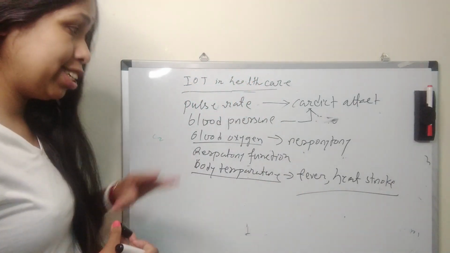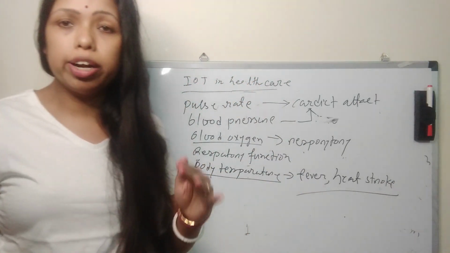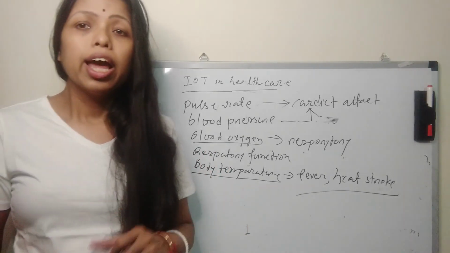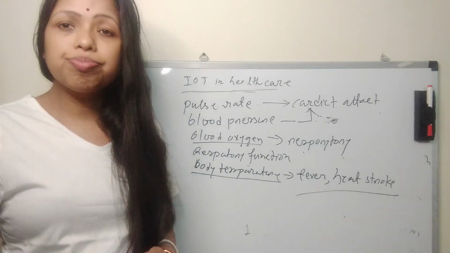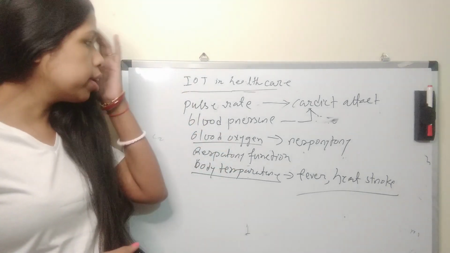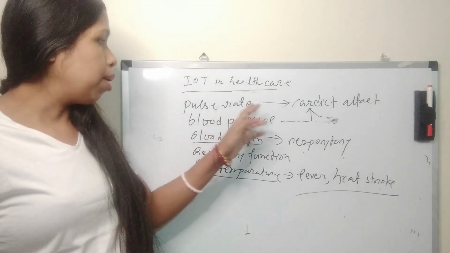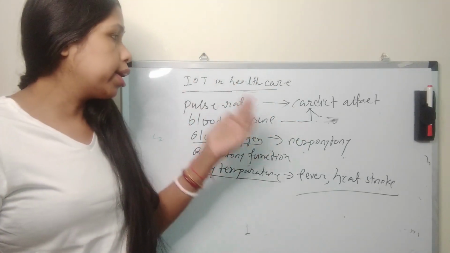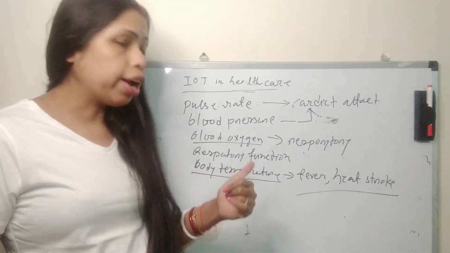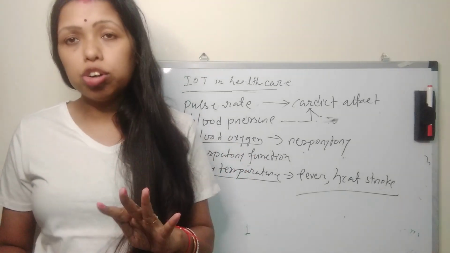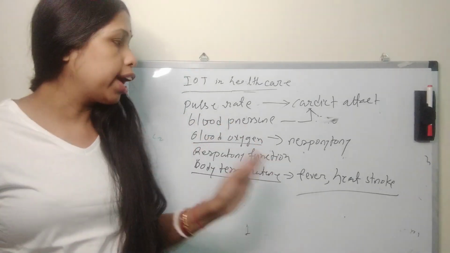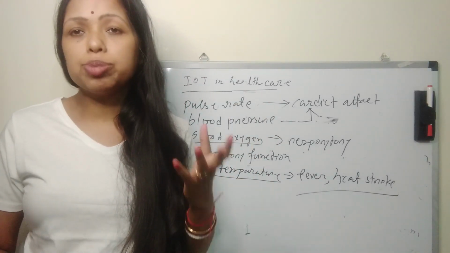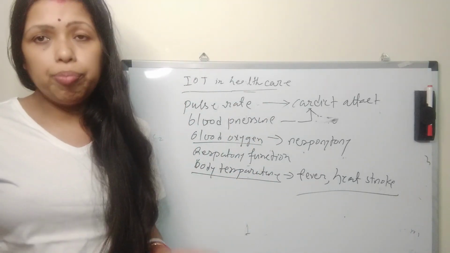If the body temperature is not accurate, that is one of the things. Apart from that, if the pulse rate is not uniform, you will get a cardiac attack. And if the blood oxygen level is not proper and not accurate, you will have some respiratory function problem, right?